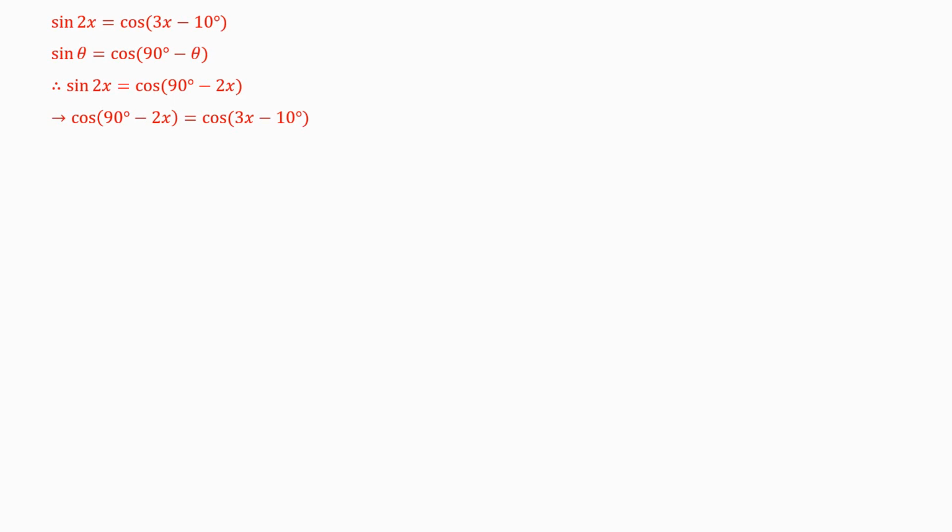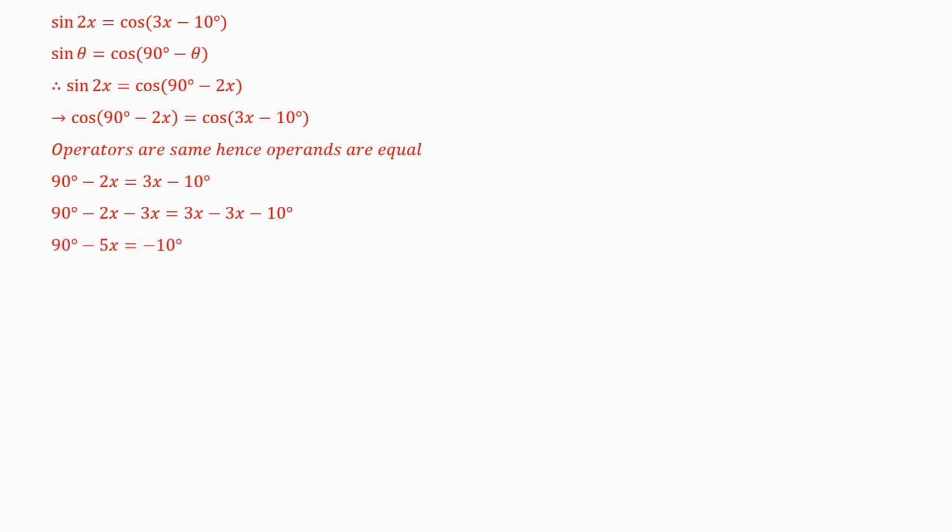Then in this equation, the operators are the same, and hence the operands, which are the figures inside the brackets, are equal. And so we have 90 degrees minus 2x is equal to 3x minus 10 degrees. We put the like terms together. We start by subtracting 3x from both sides. We shall have 90 degrees minus 5x is equal to negative 10 degrees. Then we subtract 90 degrees from both sides. We are left with negative 5x is equal to negative 100 degrees. We divide both sides by negative 5, and hence x is equal to 20 degrees.